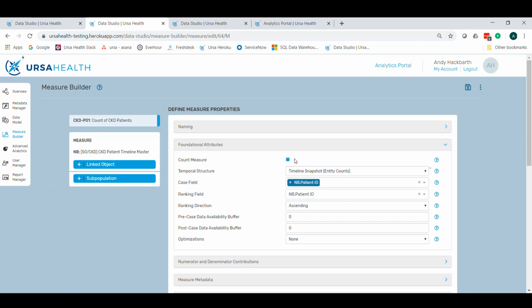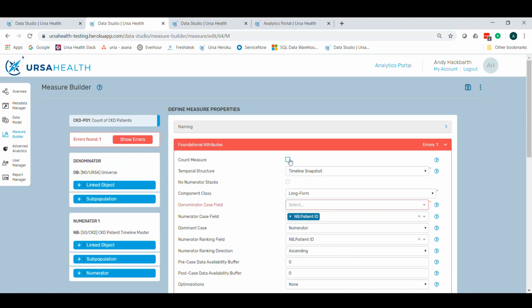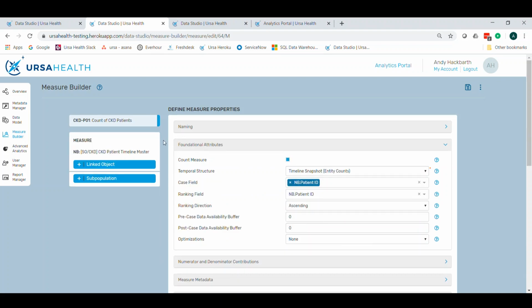Okay, so something that's not being shown, just like it wasn't shown in the event population, is the component class. That's because it's always going to be long form here. If you think about it, again, what's going on is there's a single denominator observation for every snapshot date, and then between 0 and infinity patients who are going to meet the numerator, who are going to meet the clinical criteria and therefore be included as numerators in this count measure.